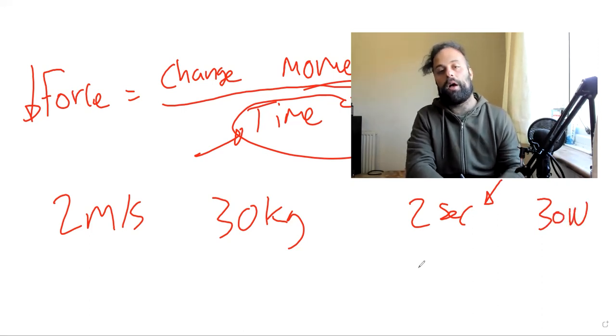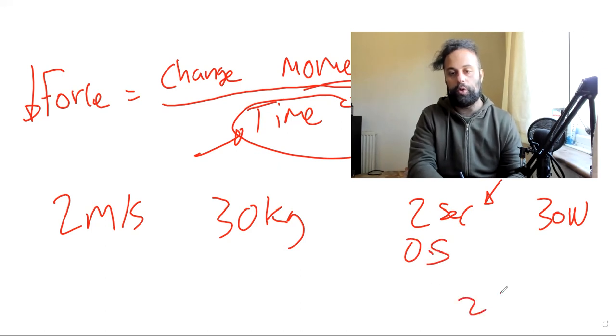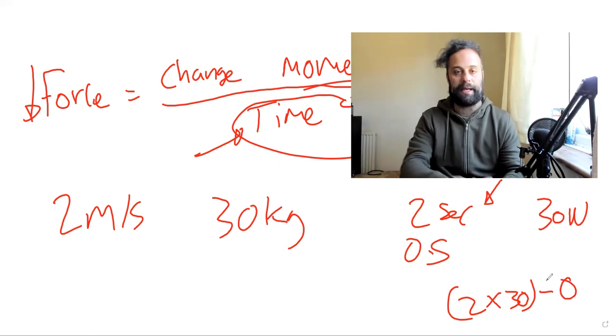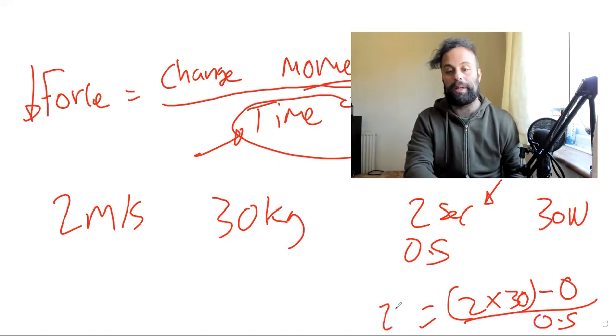What about if I made the impact time really short? I made it 0.5 seconds. So we still do the 2 times the 30 minus the momentum at the end, which is 0 because it comes to a rest, divided by 0.5. Now the force is 120 newtons.